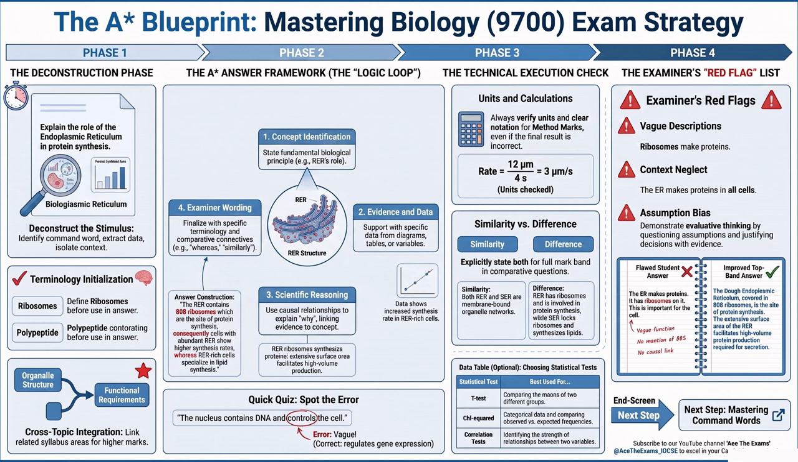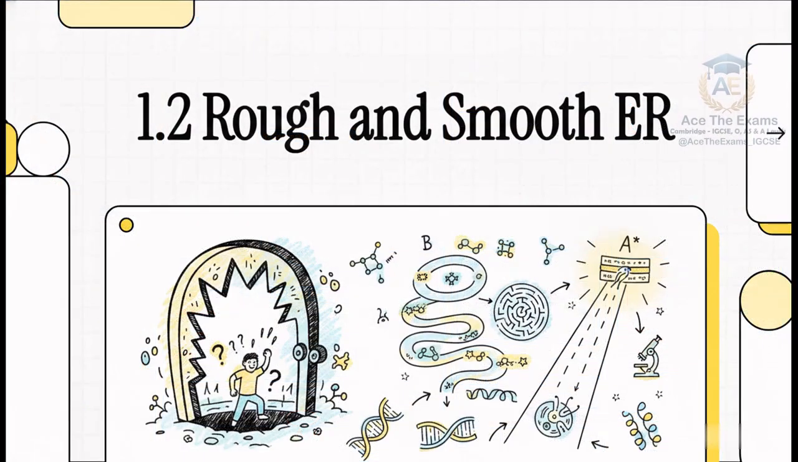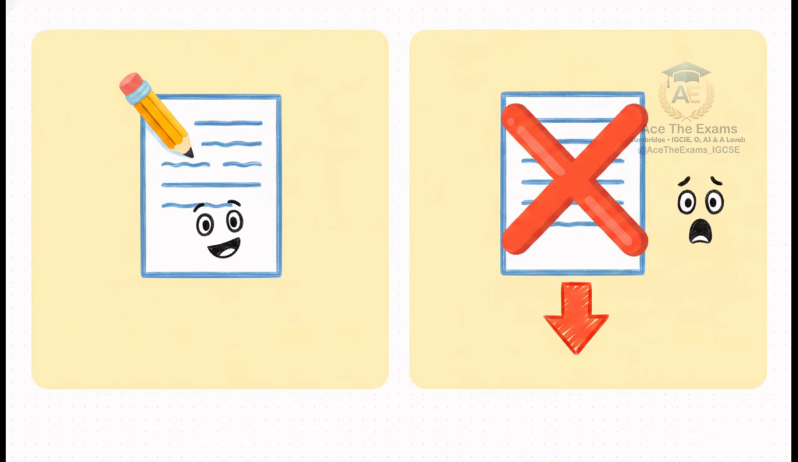The difference between a B and an A star in Cambridge AS and A-level biology? Well, it often comes down to one massive trap hidden inside a topic we all probably think is super simple. You sit down in the exam, you write out what you think is a perfectly solid definition of the endoplasmic reticulum, and bam, 0 marks. A whole grade boundary literally drops before you even realize what hit you.